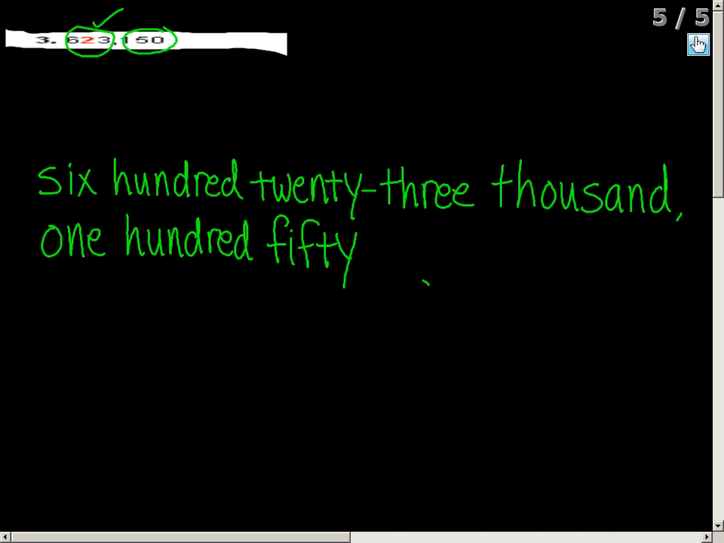Okay, 150, and that does not need a last name because first of all it's in the ones place, and then second of all we know that there's not a comma there, so it does not need a last name at all. So whenever you see a comma, it's important to know that that number needs a last name before you put that comma there. Okay, so we have 623,150.